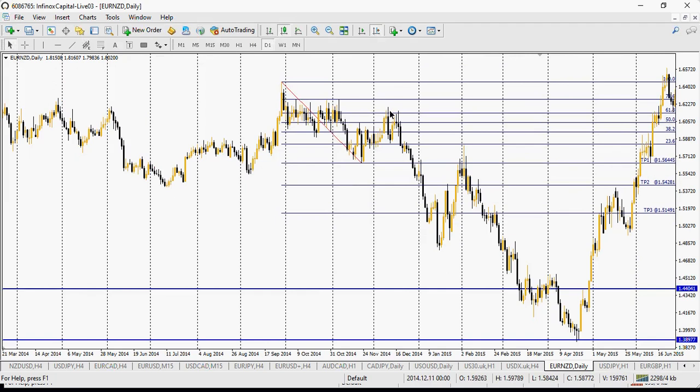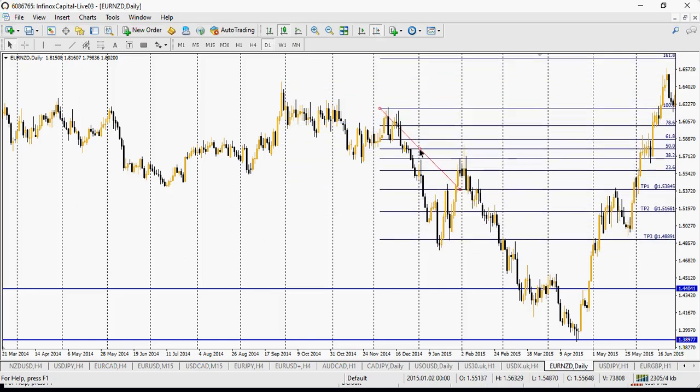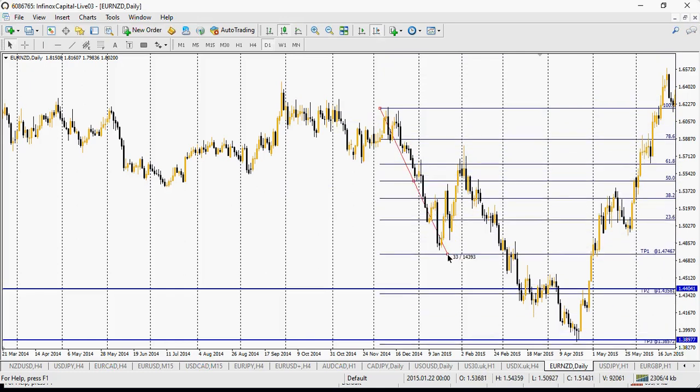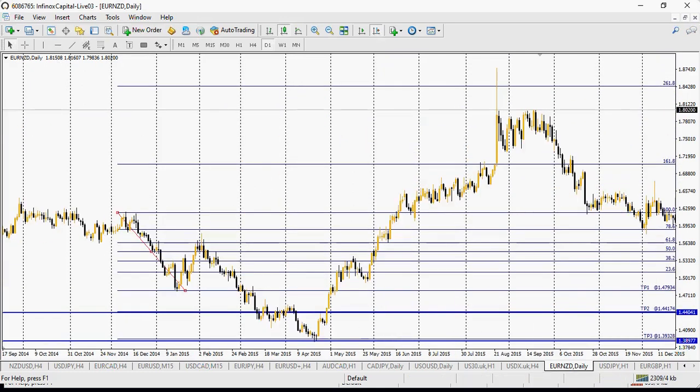Let's take from here to here. The market came into 61.8. It did not fail here. It took out the three take profit levels. Okay, I think we've done this before. From here to here, yeah, we did this before.